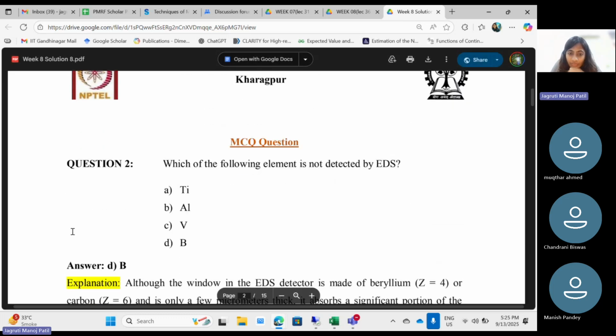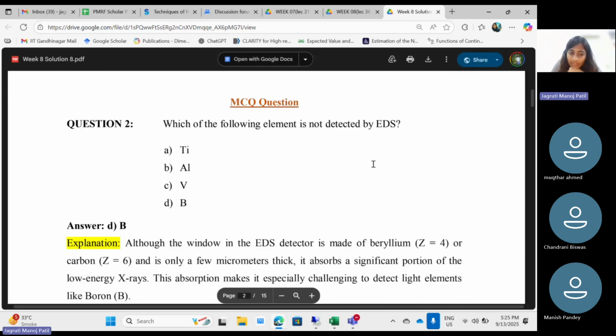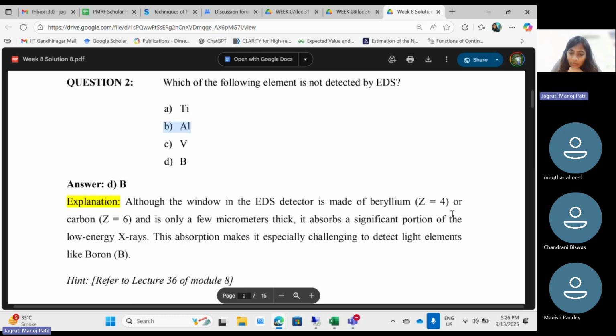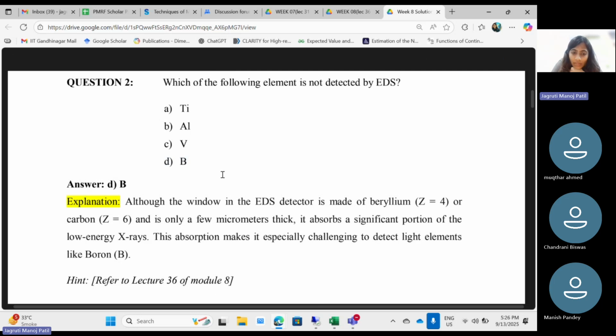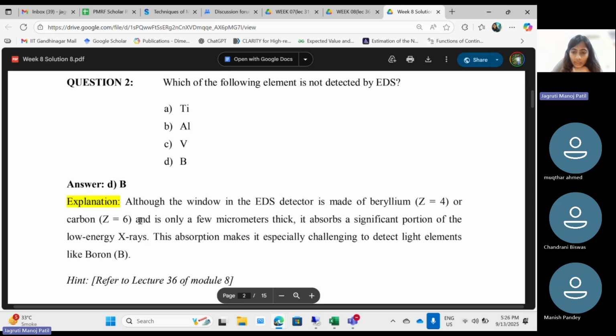Then, which of the following elements is not detected by EDS? The answer is B, that's aluminum. Is it aluminum? Oh no, sorry, that's boron here. Although the window in this is made up of beryllium or carbon. Yeah, carbon, I know. I never heard of beryllium being used in the SEM detector, but okay, let's say probably in the structure it might have been talked about.